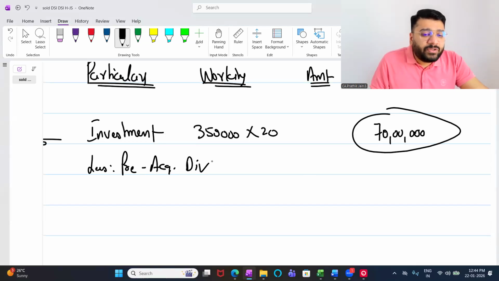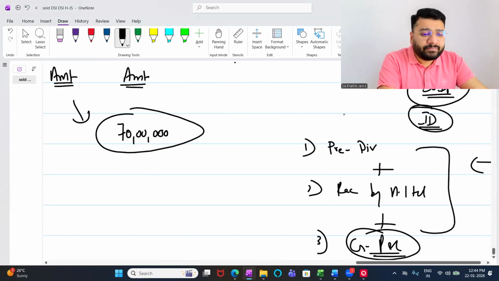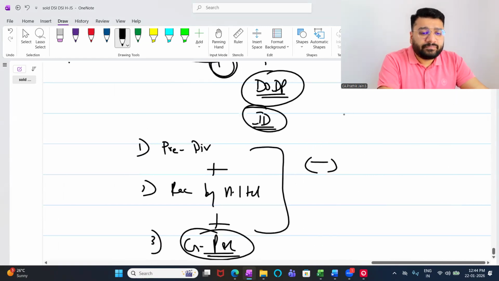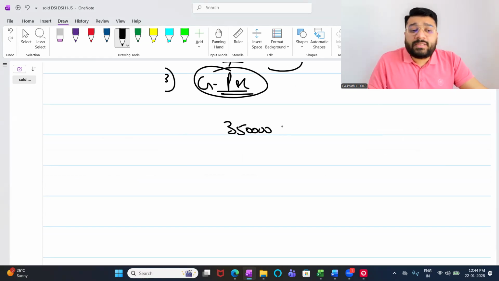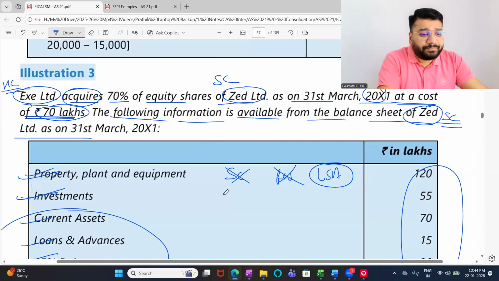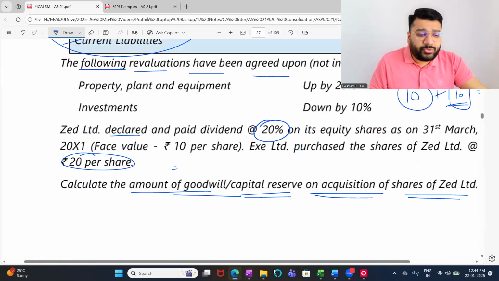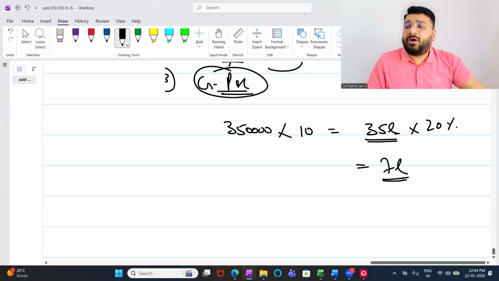So now, less pre-acquisition dividend, which means in the 70 lakh rupees that dividend is included, and that dividend we have to eliminate. So how do you calculate the dividend? 3,50,000 is the number of shares. What is the paid up value per share? 10 rupees. What is the total share capital? 35 lakhs. On the share capital of 35 lakh, how much percentage? It is 20%. 20% into 35 lakh. How much is it? 7 lakh. Got it? Not got it.